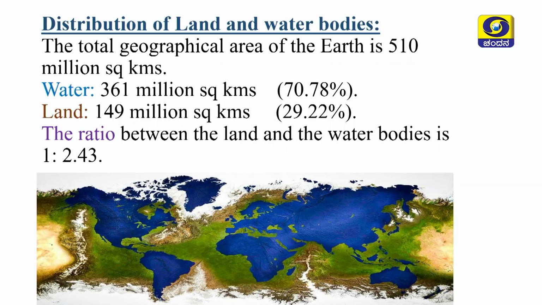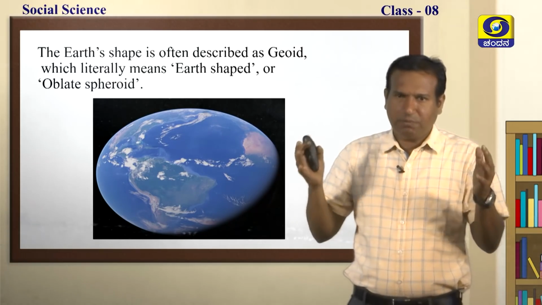The ratio of land and water bodies is about 1:2.43, which means if the land is 1%, the water is about 2.43%.